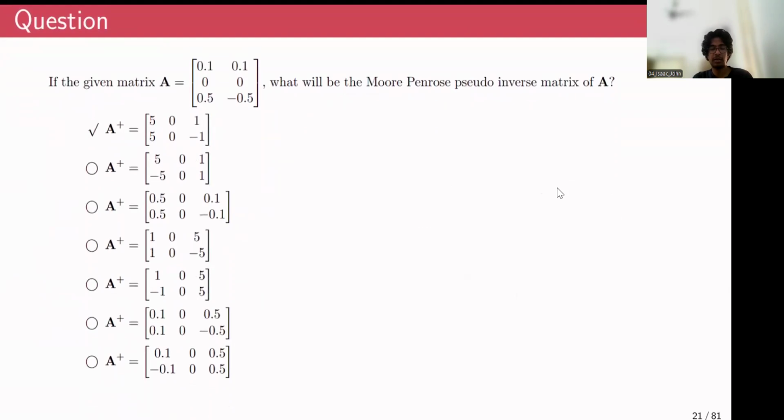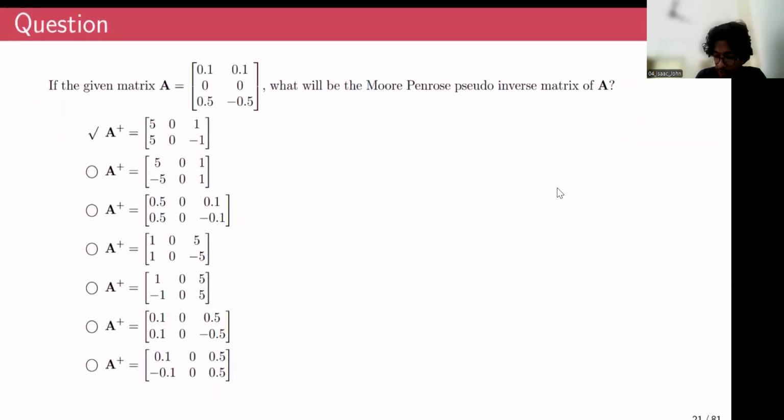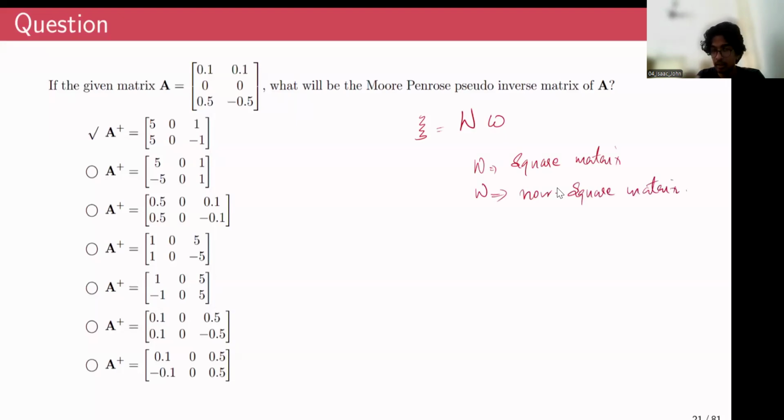Now we'll solve a sample question. As you know, the mapping between the velocity of the body fixed frame of reference to the vector of angular velocities is facilitated by a wheel configuration matrix called W. Depending on the configuration that you are working on, this W can be a square matrix, and W can also be a non-square matrix.